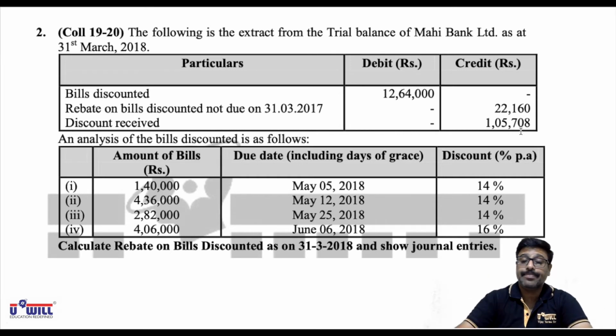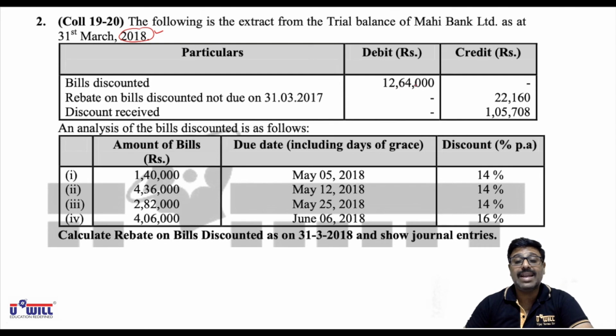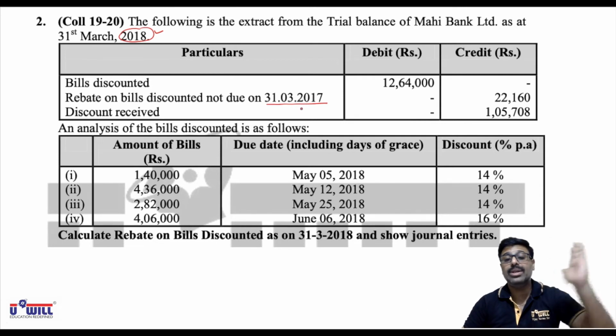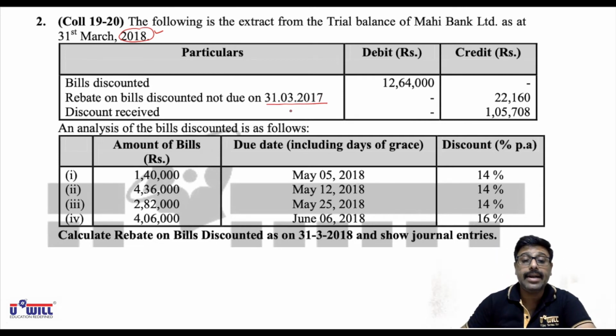Be attentive everyone. The following is the extract from the trial balance of Mahi Bank Limited, with the year ending 31st March 2018. Bills discounted given in the trial balance is 12,64,000. Rebate on bills discounted not due on 31st March 2017 means they become due in the current year. They were not due in the last year, they become due in the current year. So 31st March 2017 means you can say opening rebate on bills discounted.